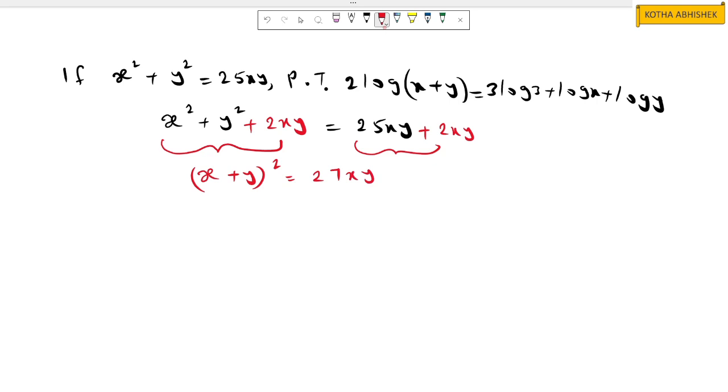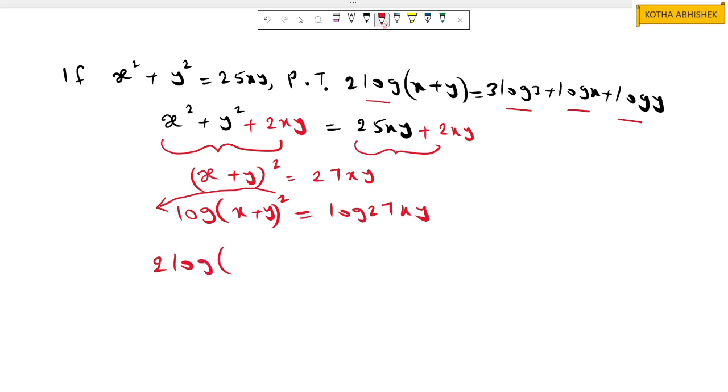Now in the question to prove, log is there, but in what we got now, log is not there, right? So that's why I'm applying log on both sides. So it will be log of x plus y whole square equals log 27xy. Now here the power on the main number will come to the front as it is. Then we write 2 log of x plus y, which equals log 27xy, that is 27 into x into y. In logarithm, multiplication becomes addition, so log 27xy can also be written as log 27 plus log x plus log y.